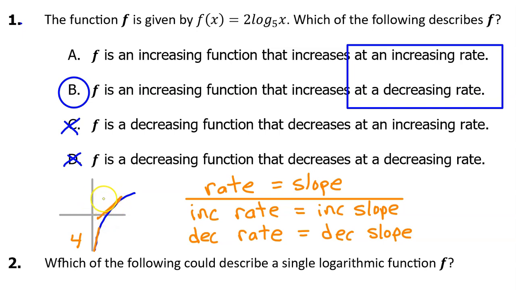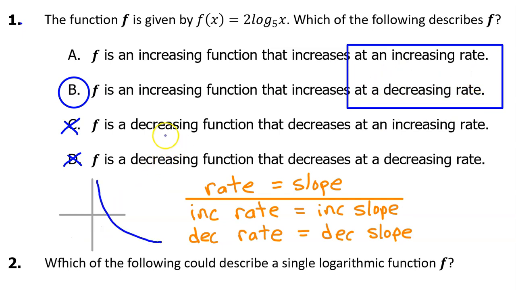Let's say that this is now a slope of only 1. And then later, it levels out even more, and the slope might be something like 1/2. Because these slopes are decreasing from left to right, then the rate is decreasing. So that's another way to know that the answer is B.